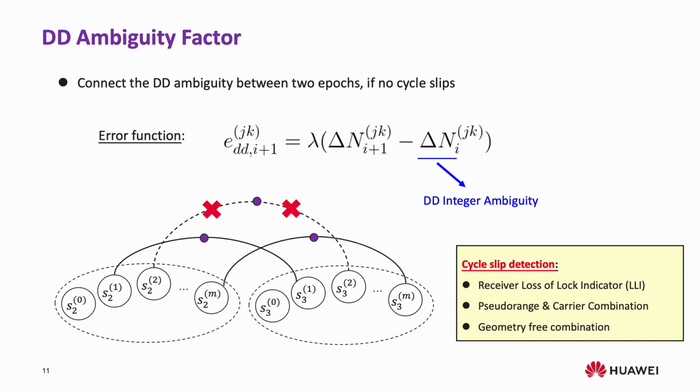Based on this assumption, the double difference ambiguity residual has been defined as the difference of the same double difference ambiguity at different epochs. There are three methods correspondingly used for cycle slip detection. They are the receiver LLI indicator, the pseudo-range and carrier phase combination to detect cycle slip, and also the geometry-free combination for dual frequency receivers to detect cycle slip.